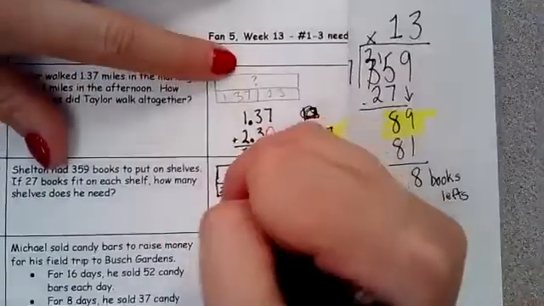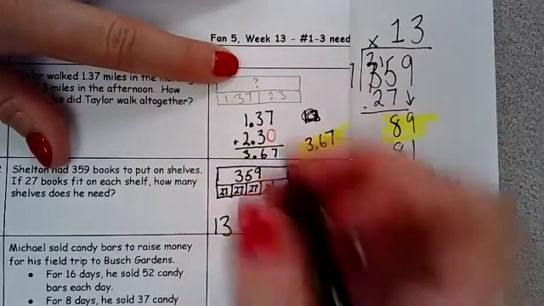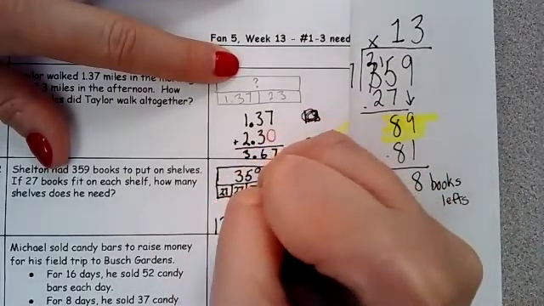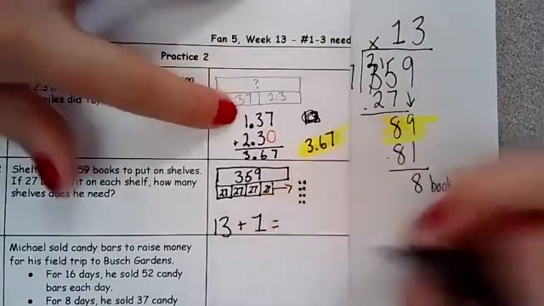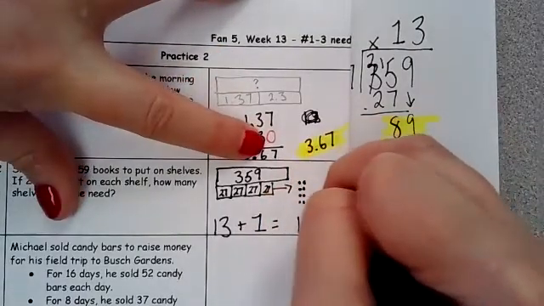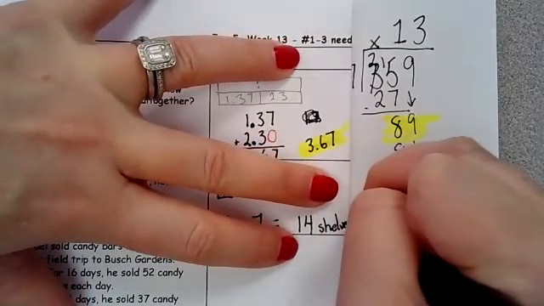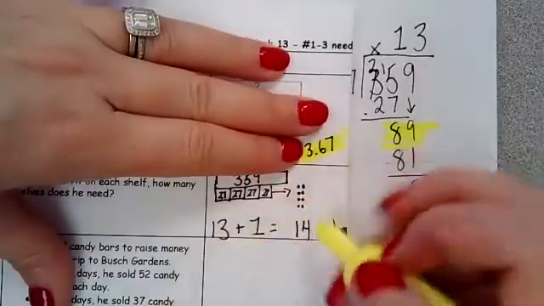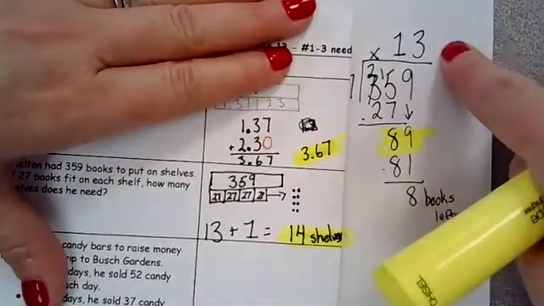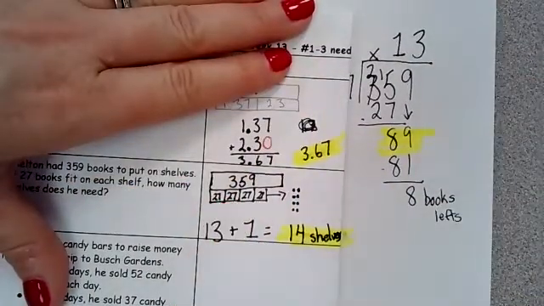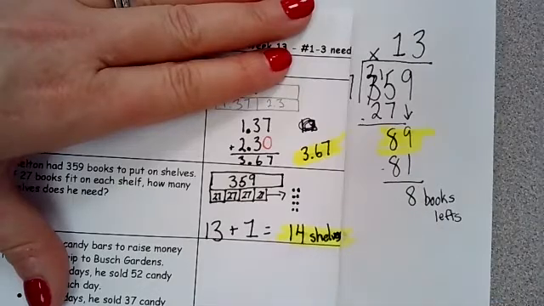shelf. So you would have 13 shelves that have 27 on them, and then you're going to add one more shelf for these leftover 8 books, and that gives you 14 shelves in all. And I'm going to highlight that because that is my answer. So you'll have 13 shelves that have 27 on it, and then you'll have one sad little shelf that's only got 8 on it, totaling 14 shelves in all.